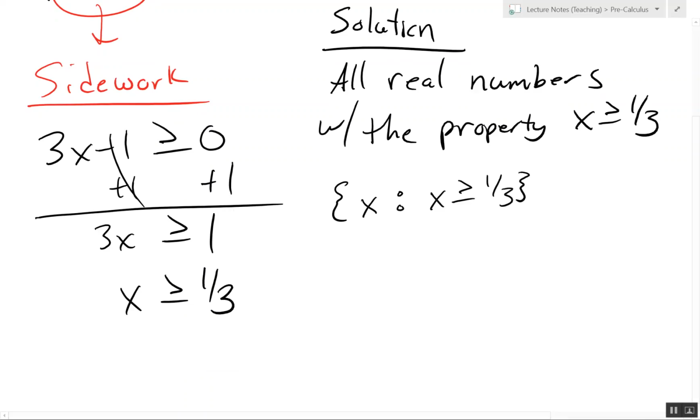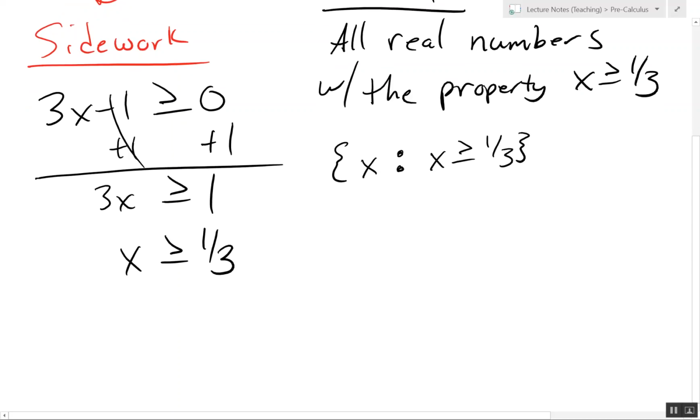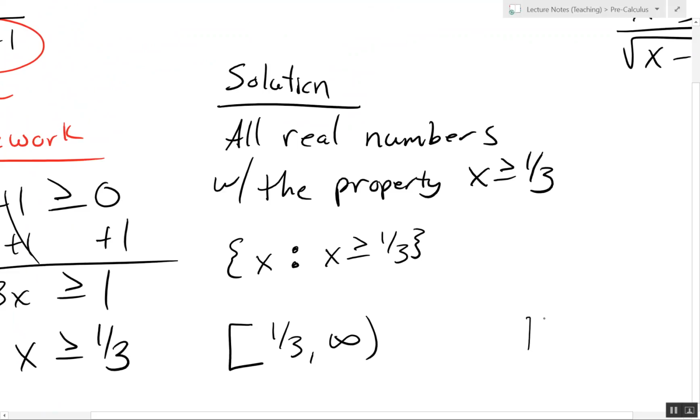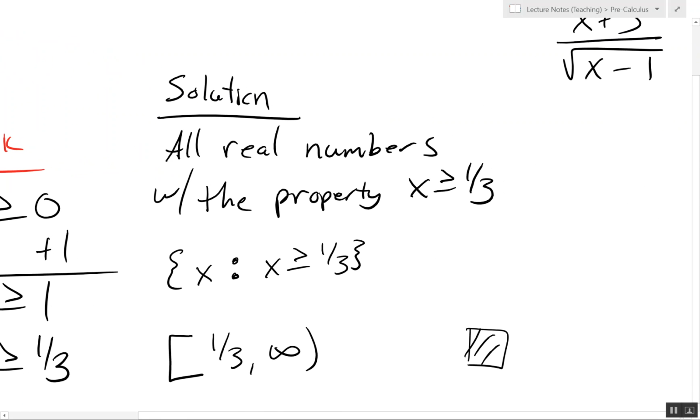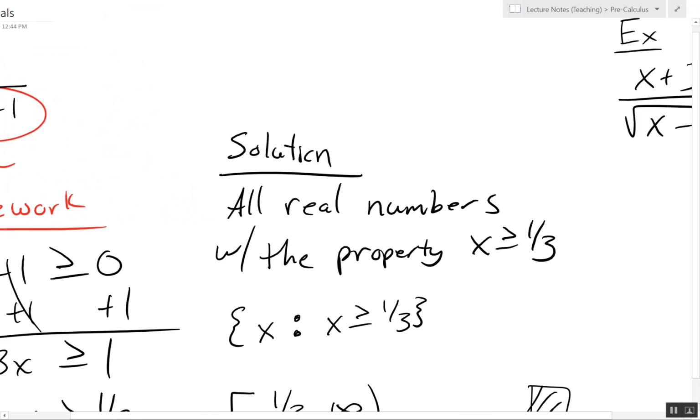You may have seen I wrote a vertical bar before. Instead of writing a vertical bar, you can also write this with a colon. It means exactly the same thing. And then finally, we can also write this in interval notation. So we'll use a closed bracket because we have the equality sign, and this will be 1/3 to positive infinity. These are all possible solutions to this equation, or all possible ways to express the domain of this function up here.